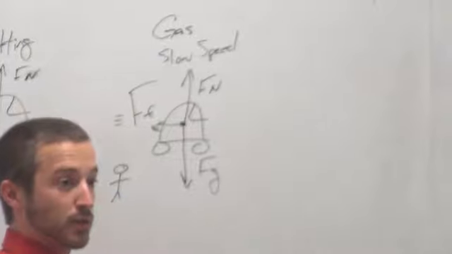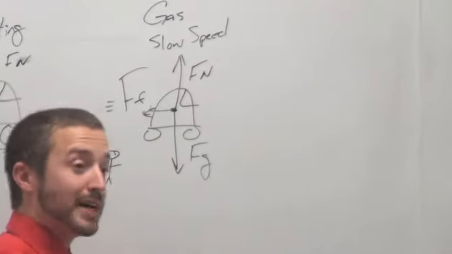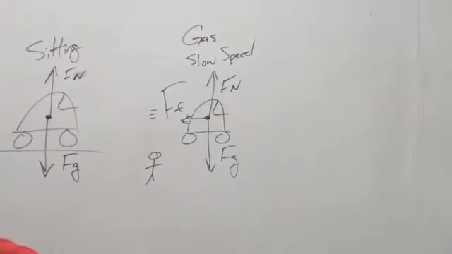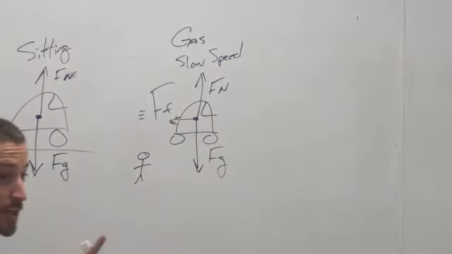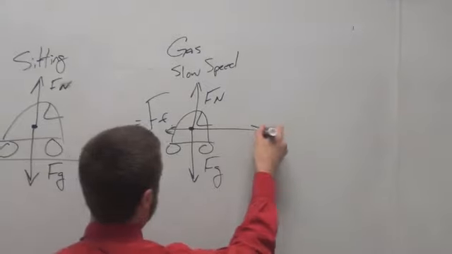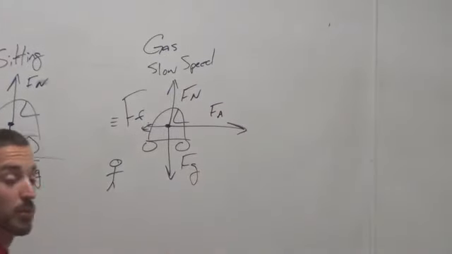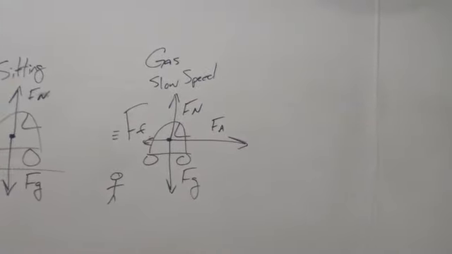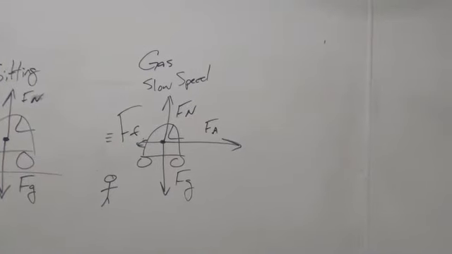Okay. And we have one more force here. What is it? Let's go that way. It does have to go that way, but it's not balanced. How come? Remember I said they're balanced when you're at a constant velocity.